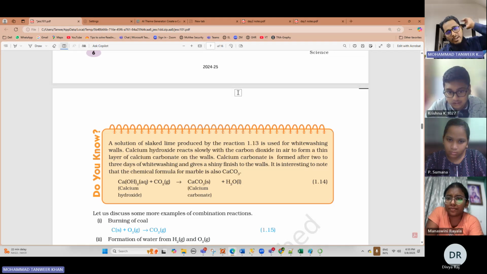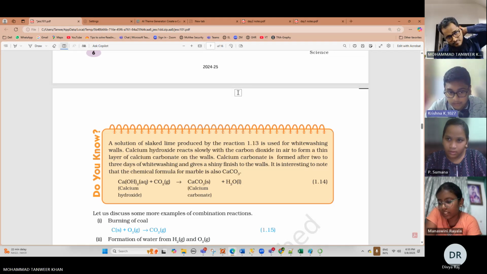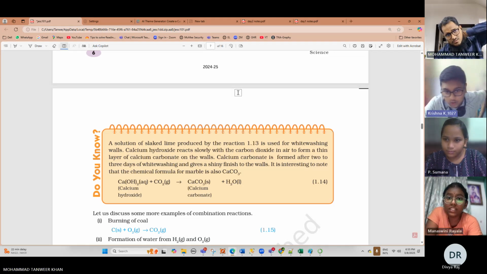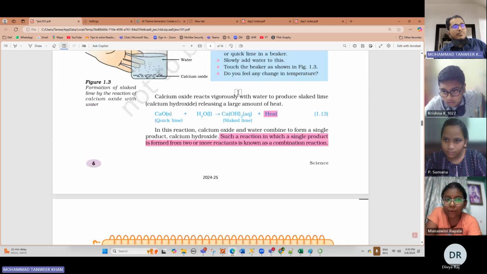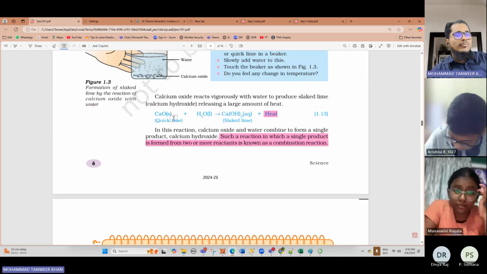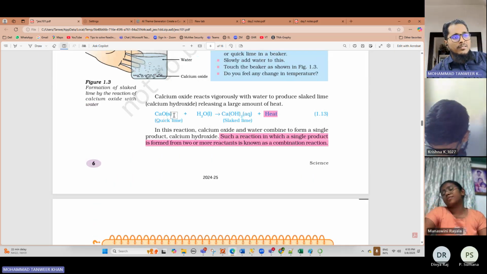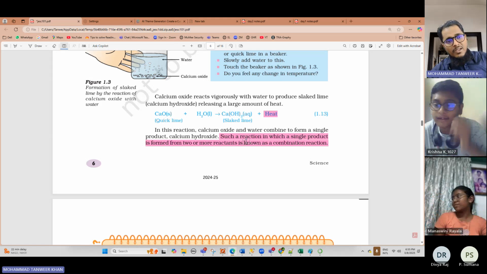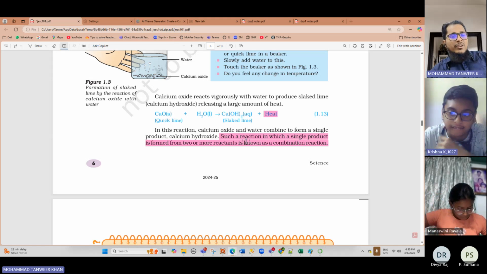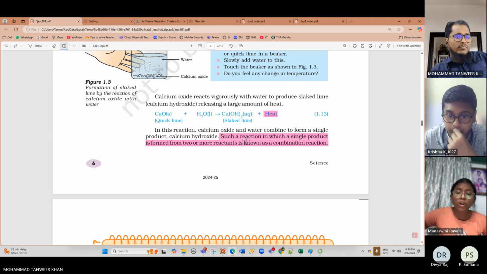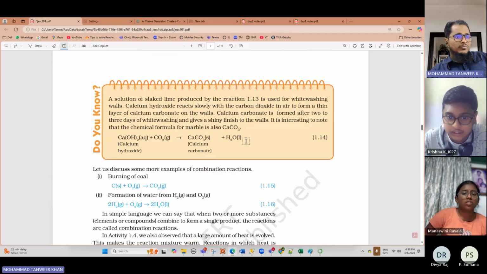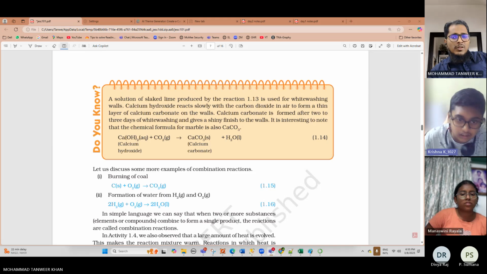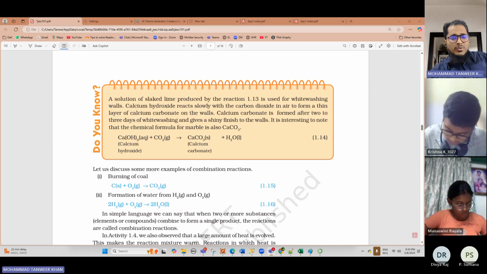What is the formula of quicklime? CaO, calcium oxide. This is also known as quicklime. In a combination reaction, how many products will you get? One product. Okay, good. Lime is used for whitewashing, right, sir? Yes, it's used for whitewashing.